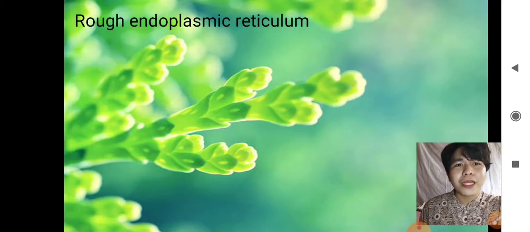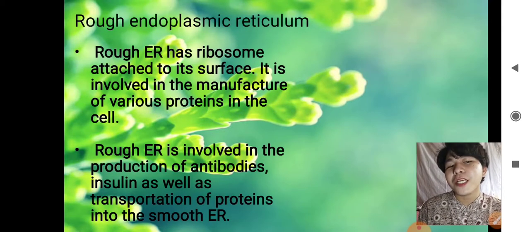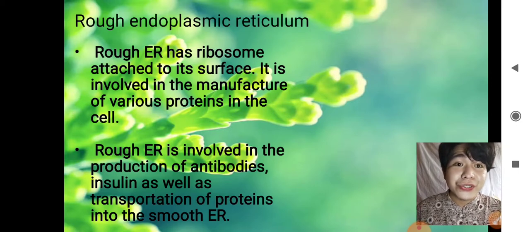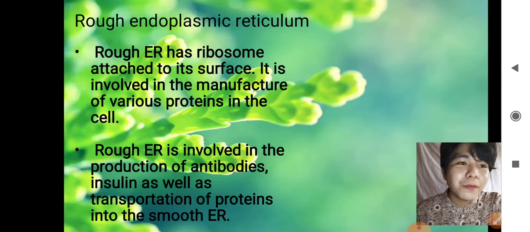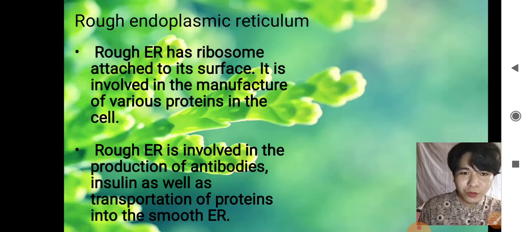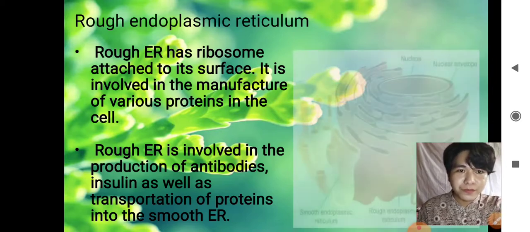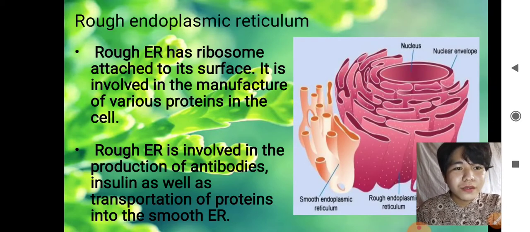So next, rough endoplasmic reticulum. If in smooth endoplasmic reticulum there are no ribosomes attached, here in rough endoplasmic reticulum, it has attached ribosomes. And the role of a ribosome, it synthesizes what? Protein, one of the macromolecules. So, next.